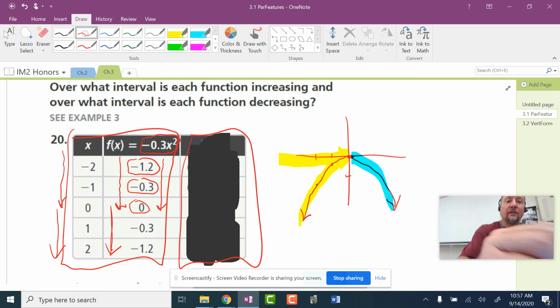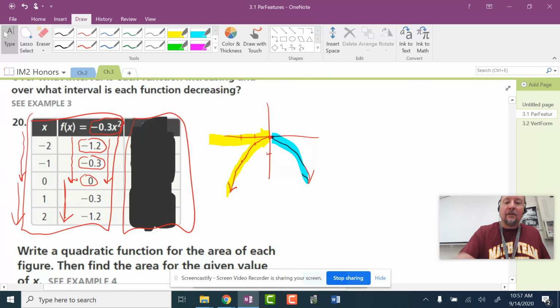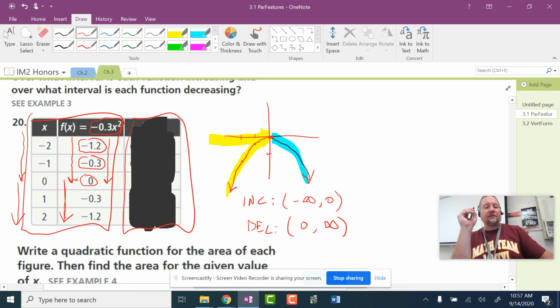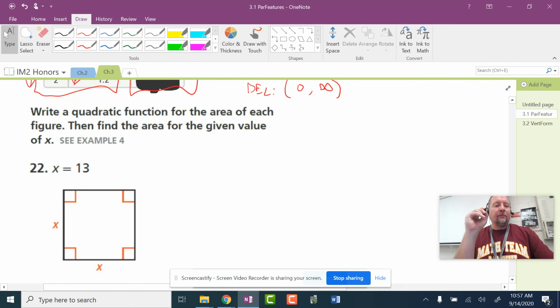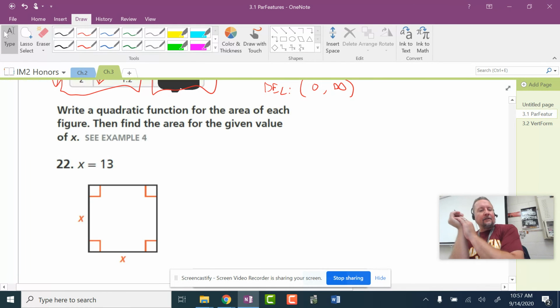Okay, so this one, interval notation again: increases from negative infinity to 0, decreases from 0 to infinity. Little flippage there because these are flipped upside down. Sorry for that mistake, when I said decreasing, I meant increasing. So seeing it in the picture can also help out.